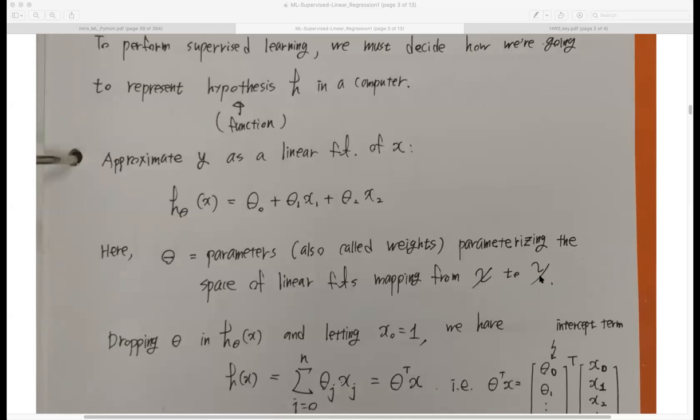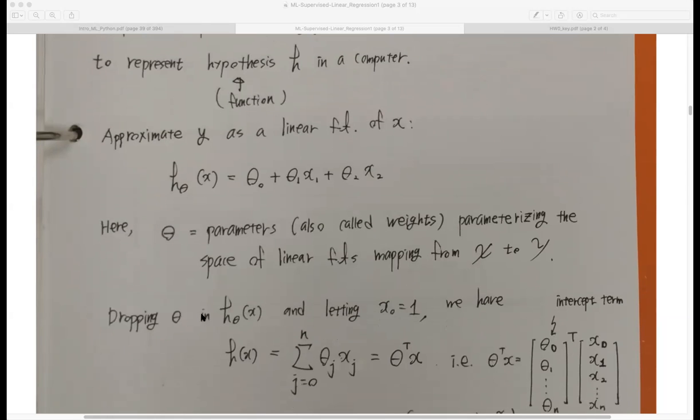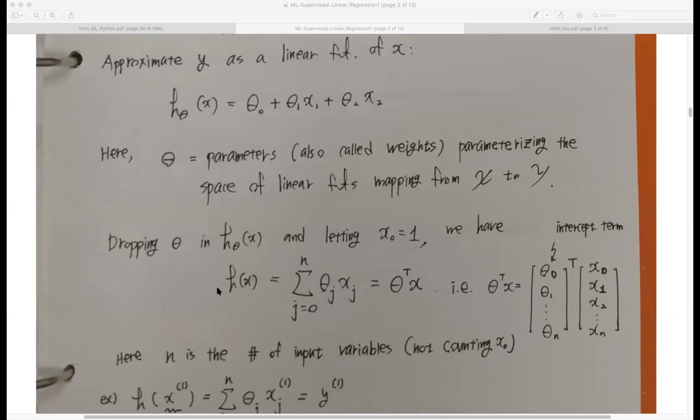So in this example, y is the price of a house, and x is the set of the living area and the number of bedrooms. Dropping theta in h of theta, so now I'll just drop the subscript theta. By the way, we let x0 equal 1, then h of x can be expressed like this.